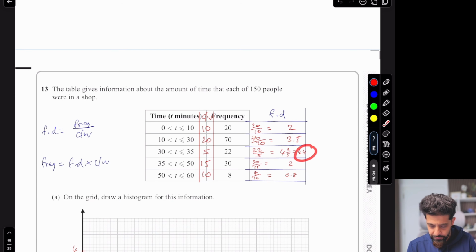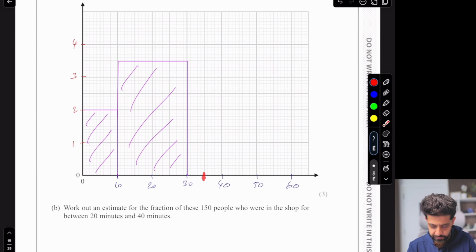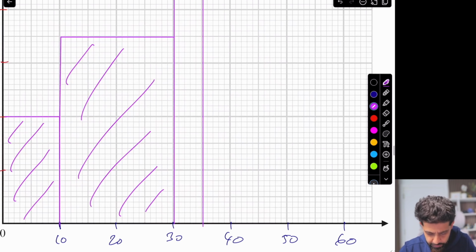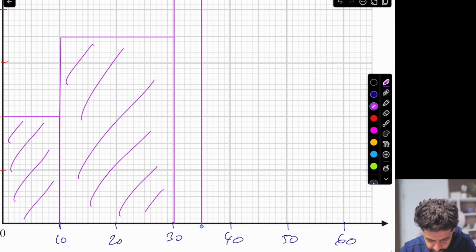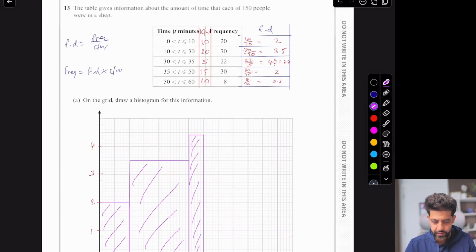Then we have 4.4 between 30 and 35. So 4.4 between 30 and 35. 35 is there, and we have to go up to 4.4 right there, like that. Okay. So 4.4, 30 to 35. Okay. Not ideal. Sometimes it's off the line, so I'm just gonna, yeah. Okay, there we go. So that's that done.